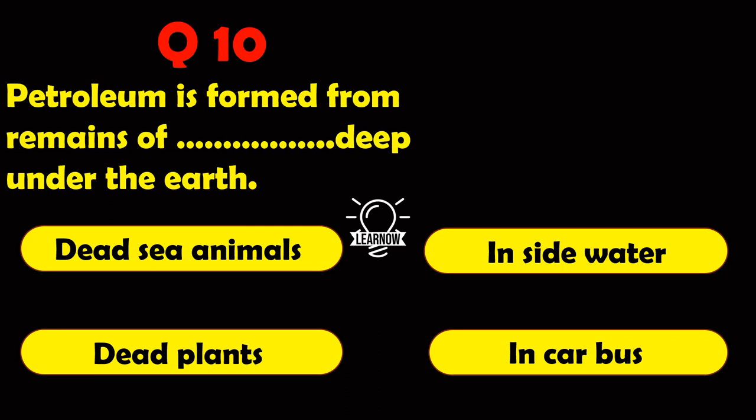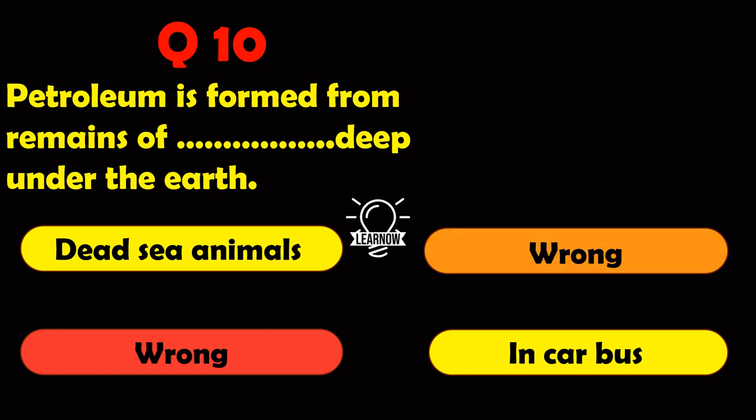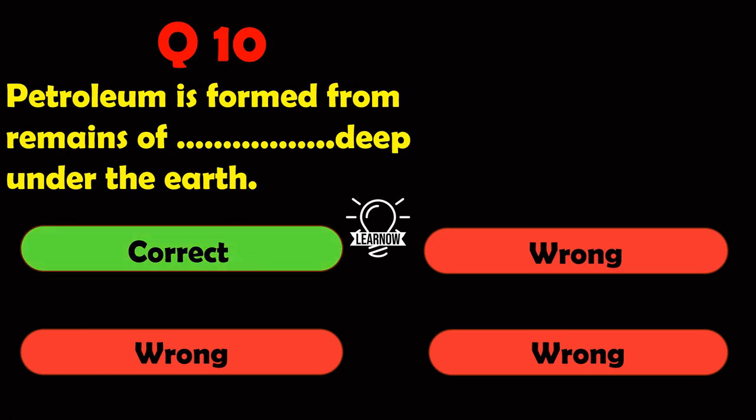So is petroleum formed from remains of dead plants? Plants is wrong. Is it inside water? Inside water is also wrong. Is it formed in car and bus? Car, bus is also wrong. So we all know petroleum is formed from remains of dead sea animals deep under the earth, right?